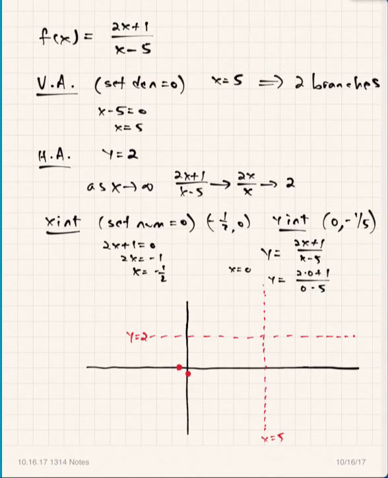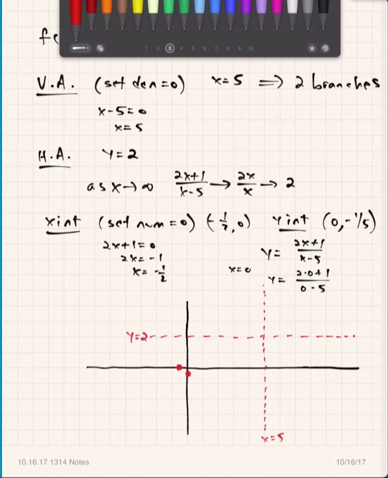So the intercepts are really close together. And that would give you a pretty good idea where this branch might be sitting, right? If you've got branches on each side of the vertical asymptote. But what you might do is plot a few key points.